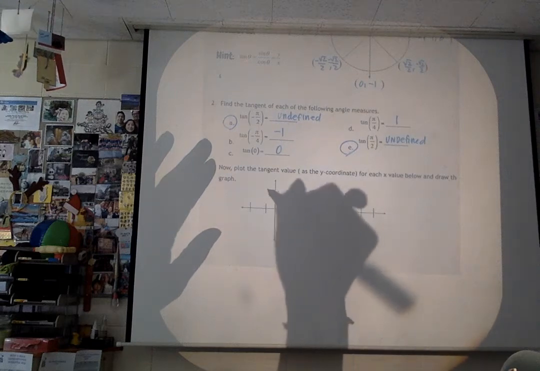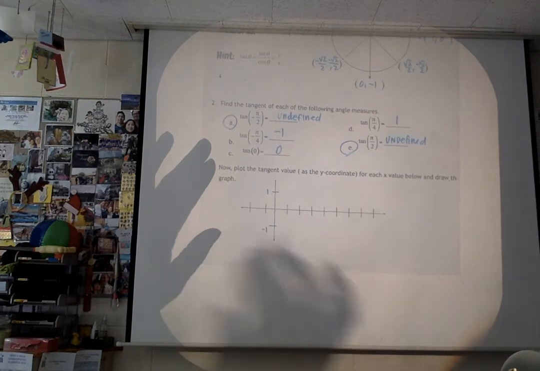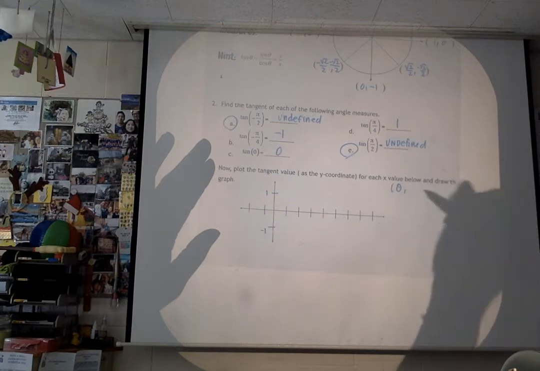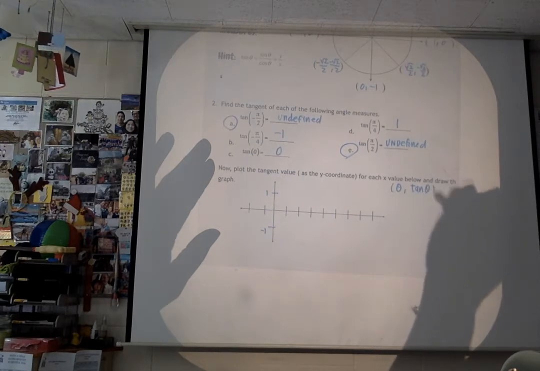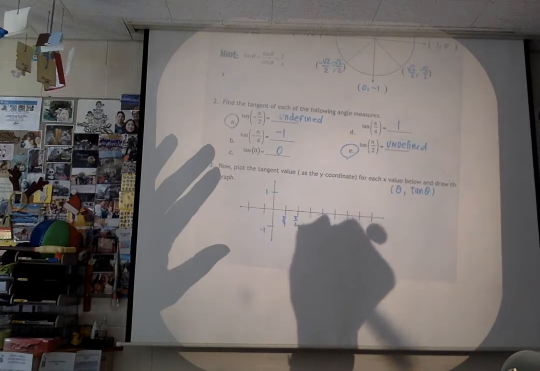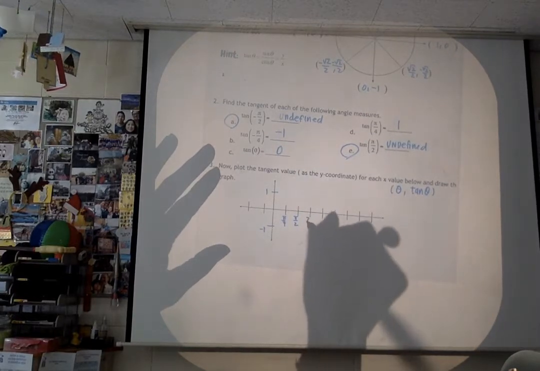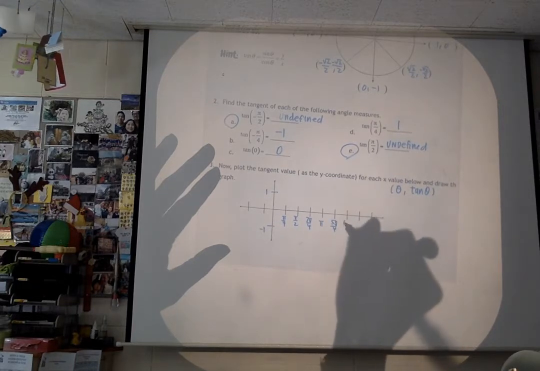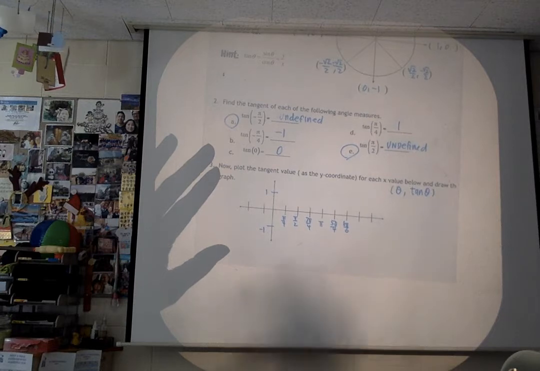So I'm going to put a 1 here and a negative 1 here. And I'm going to label these guys just like this. You guys, we're going to graph this way: our angle and then the tangent of theta here. And this guy's going to be pi over 4, pi over 2. We're going to grow in pi over 4. So 3 pi over 4, pi, 5 pi over 4, 6 pi over 4.